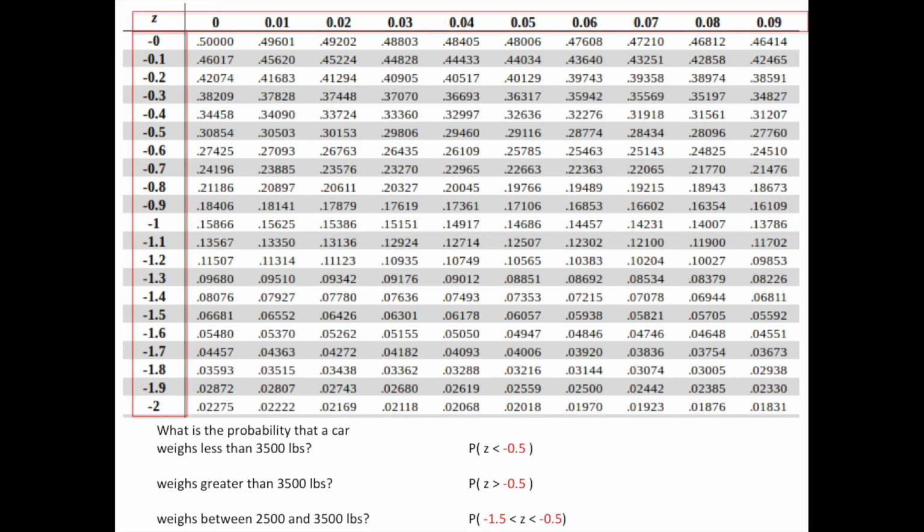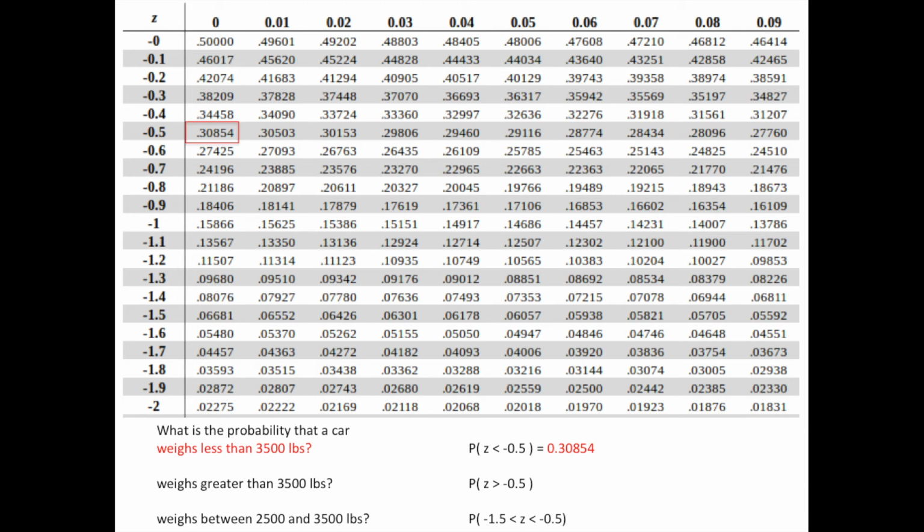The way to search for a probability: a standard normal table is representing probabilities in a less than problem. So if we look at our very first problem, we're looking for the probability that z is less than negative 0.5. In order to find this probability, you will follow the first column to look for negative 0.5, and if you have multiple decimal places, for your second decimal place, you go across the rows. So if we go to negative 0.50, we find the probability is 0.30854, and that would be the probability that the car weighs less than 3,500 pounds.